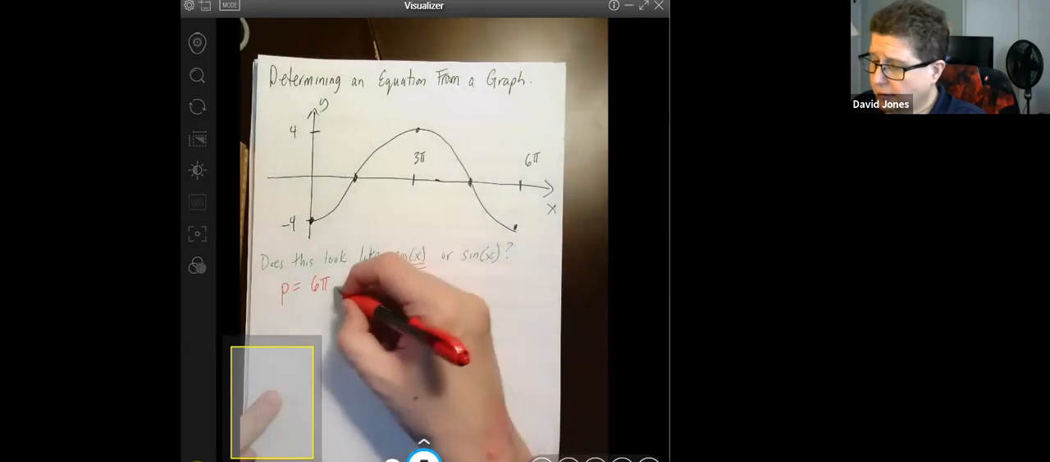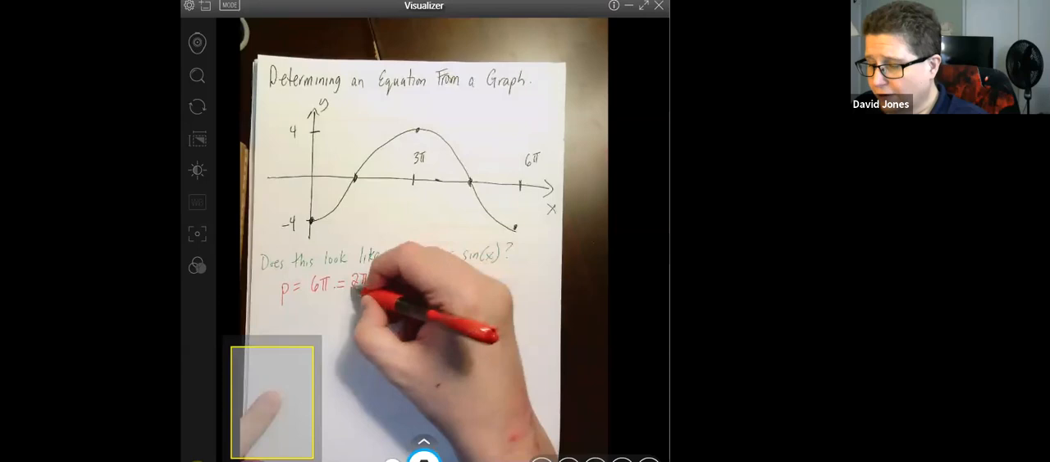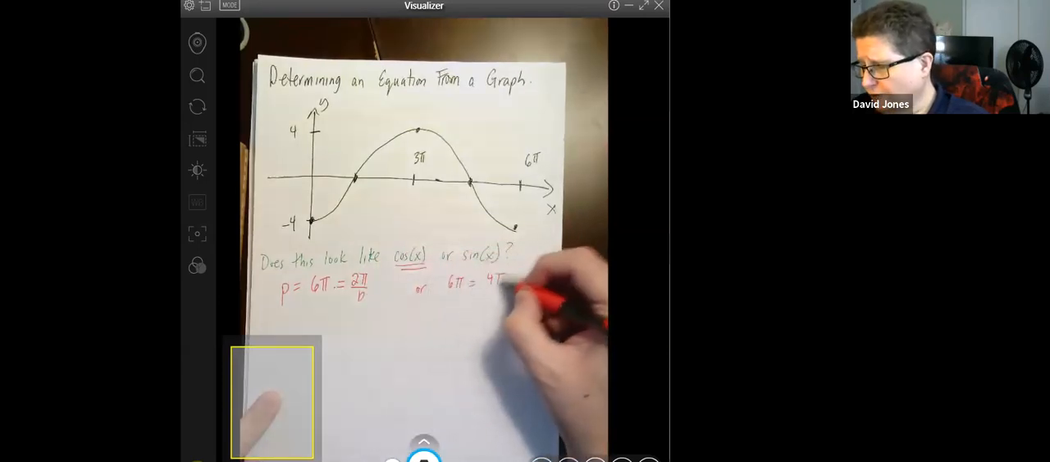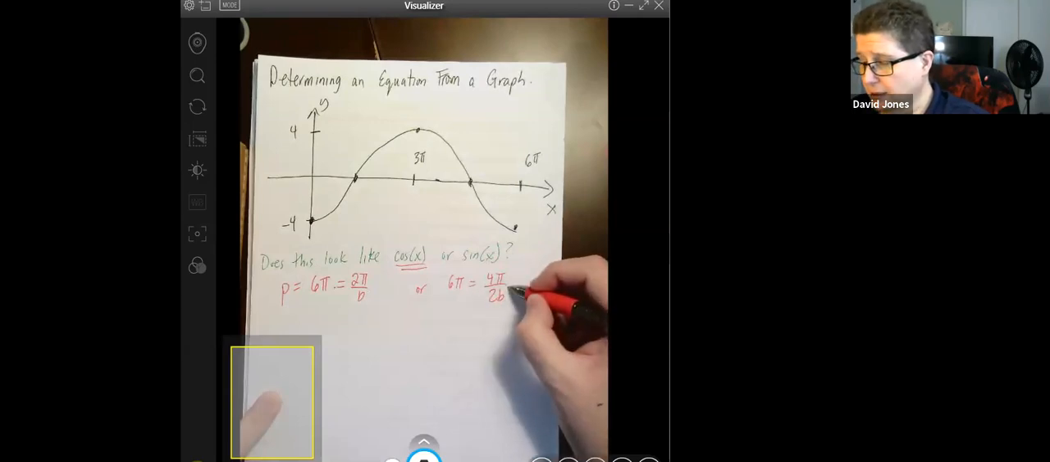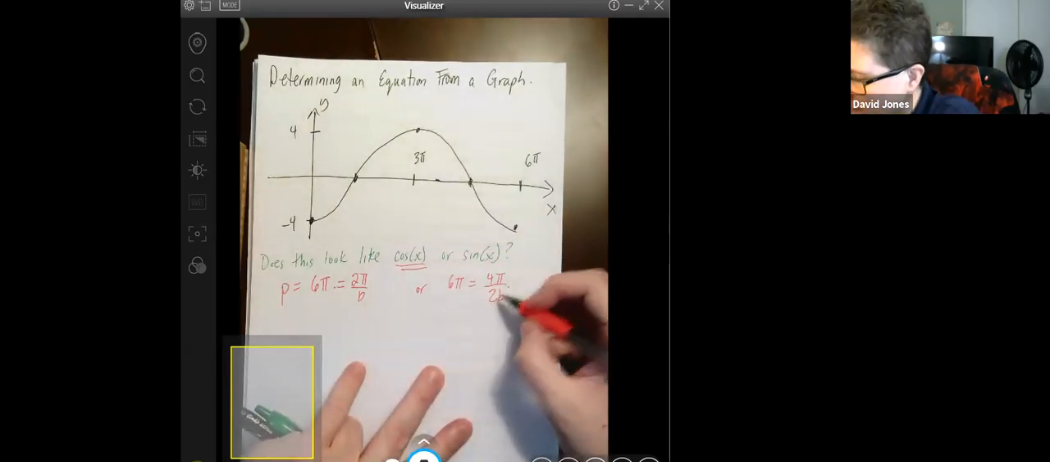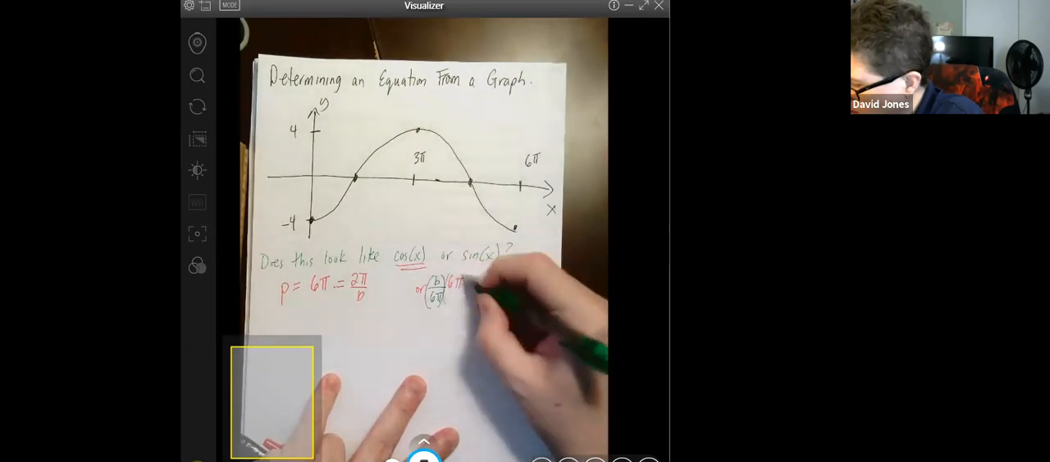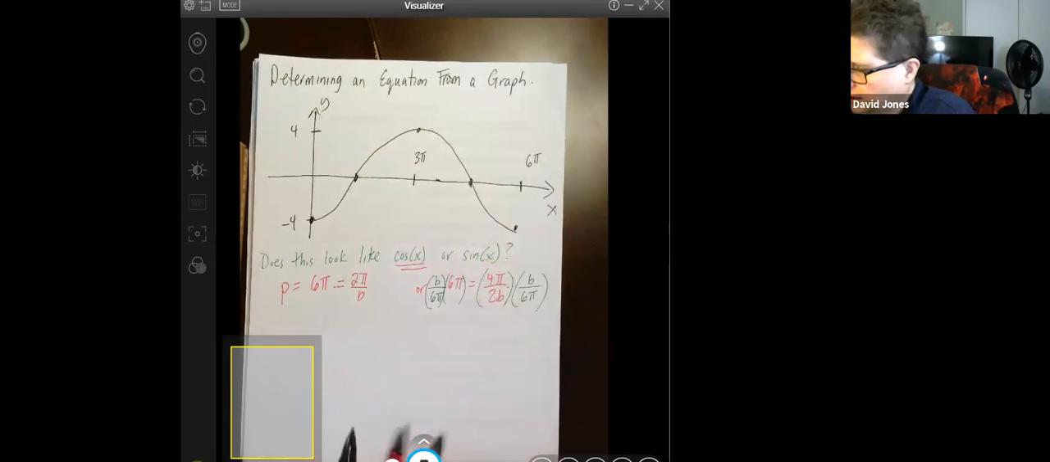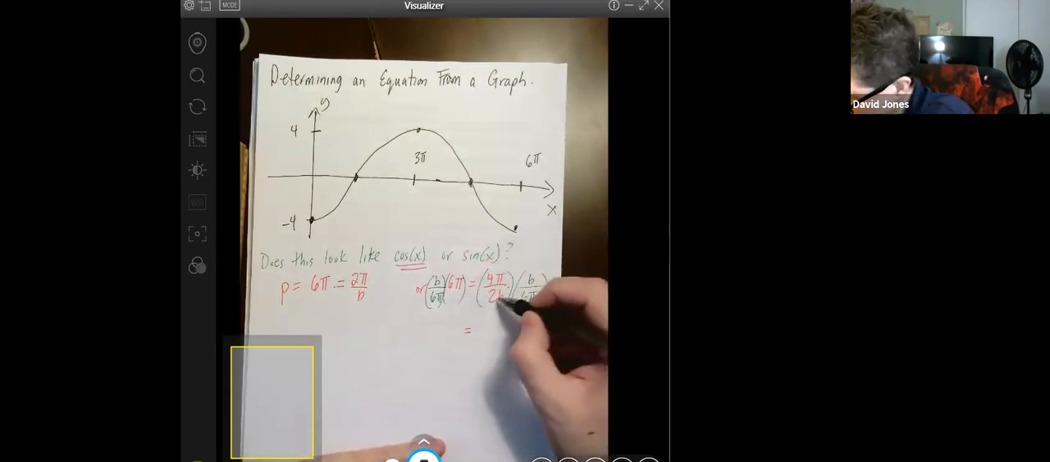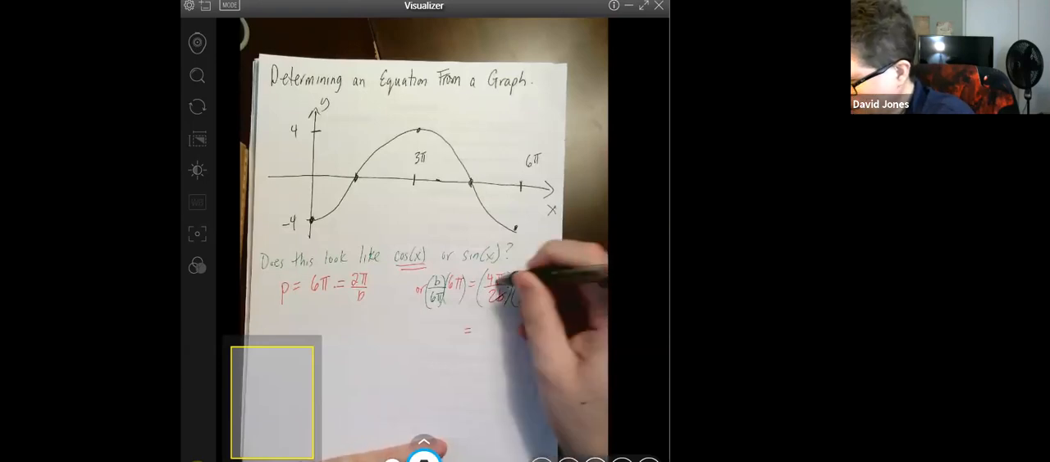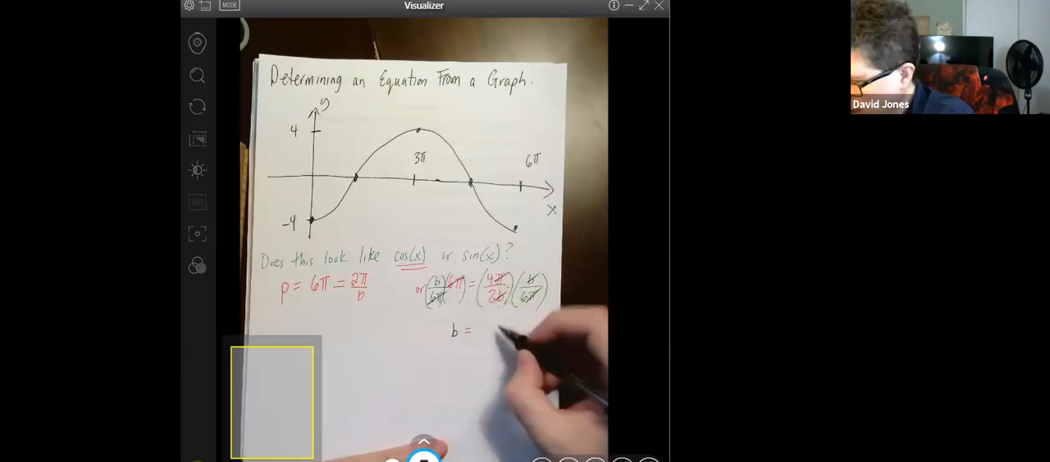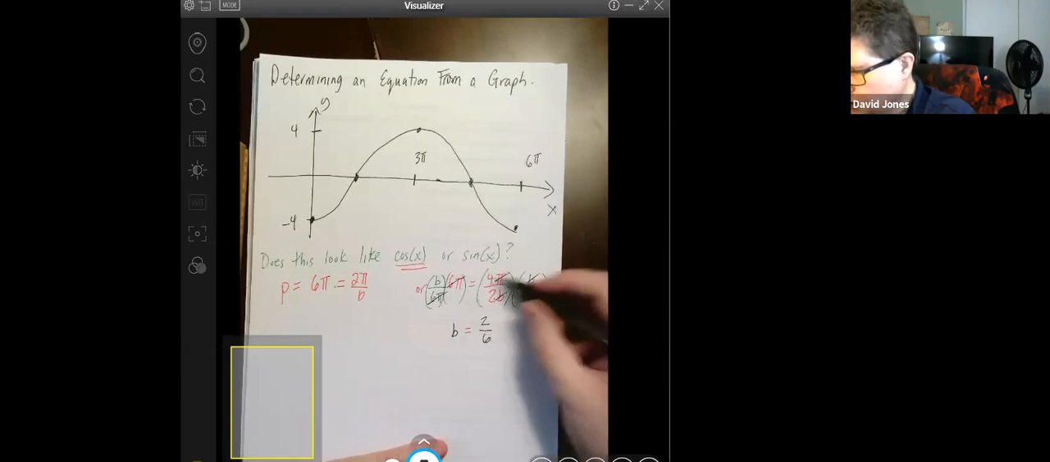I can get b out of this. Either you can say 6 pi equals 2 pi over b, or 6 pi equals 4 pi over 2b. I'm going to use this one because that's what I taught using. Multiply both sides by b and divide by 6 pi. What happens? The b's cancel on the right. The pi's cancel on the right. 6 pi cancels there. We got b. 4 divided by 2 is 2. I've got 2 on top, 6 on bottom, or if you just multiplied, it was 4 over 12. In both cases, this simplifies down to 1/3.